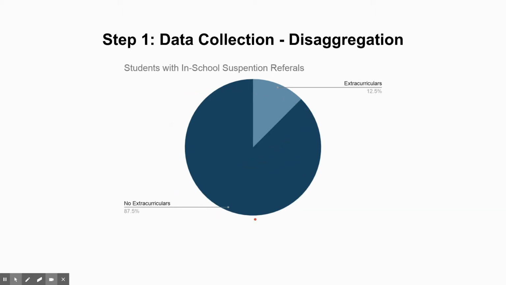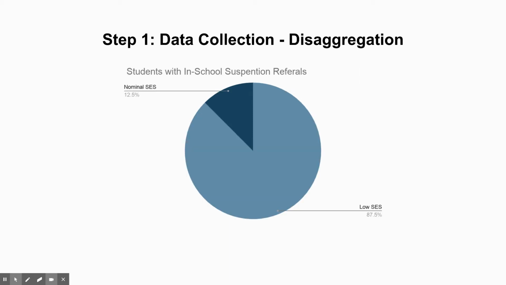Of students with in school suspension referrals, the vast majority of them, 87%, were not involved in any form of extracurricular. Of all students with in school suspension referrals over the last year, the vast majority, 87%, were socioeconomically disadvantaged. And now we've revealed a couple data points through this process of disaggregation that might be useful to us.